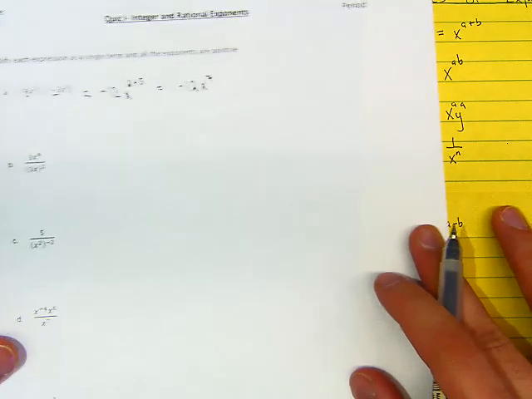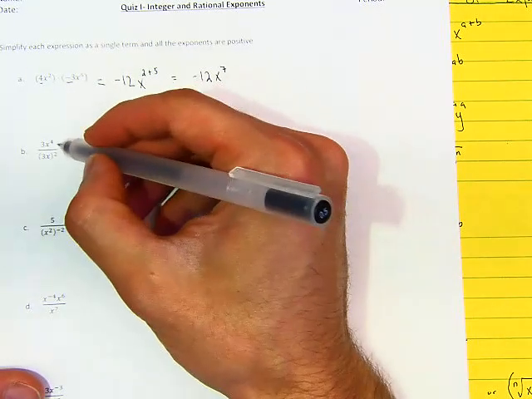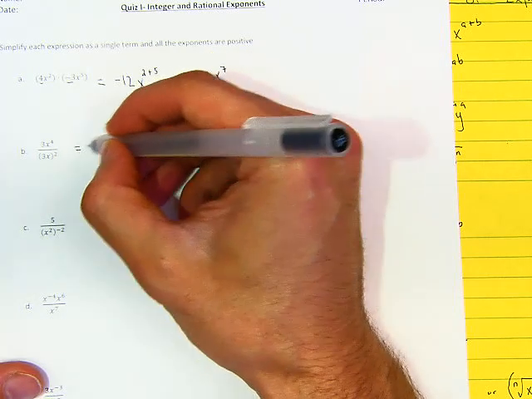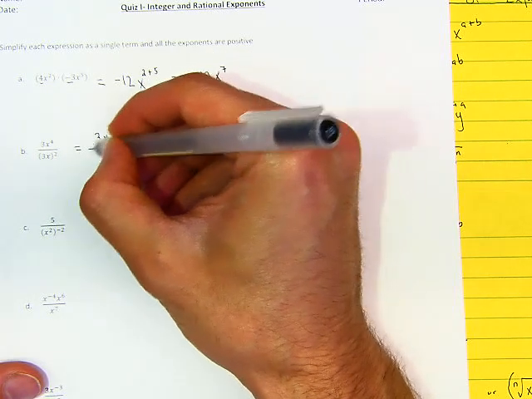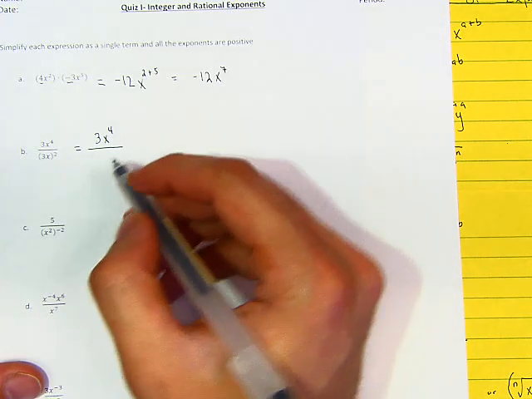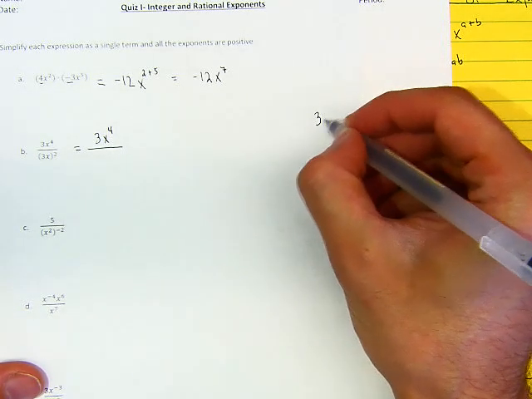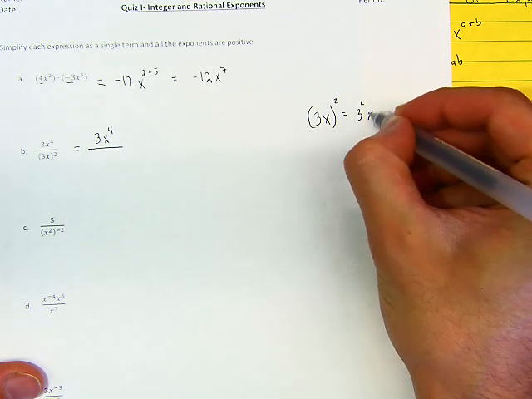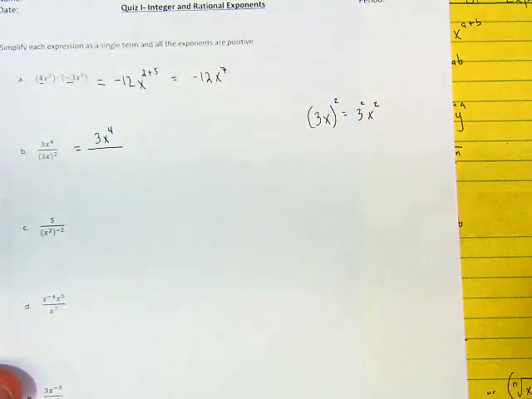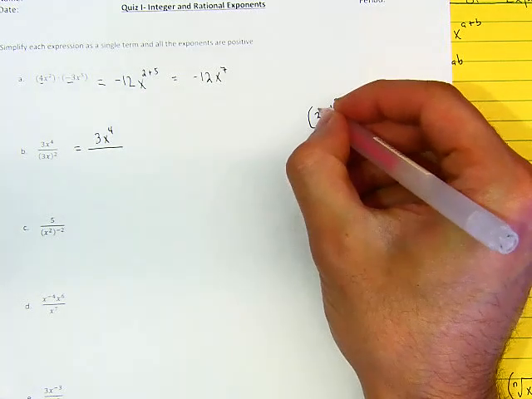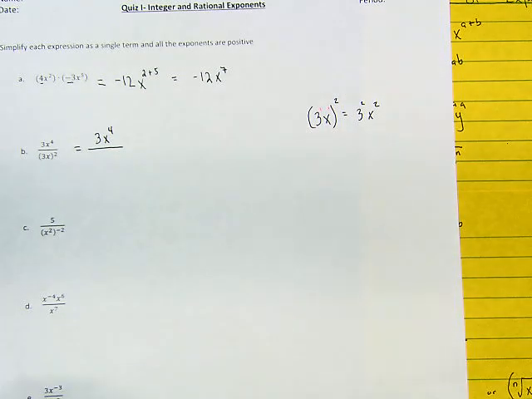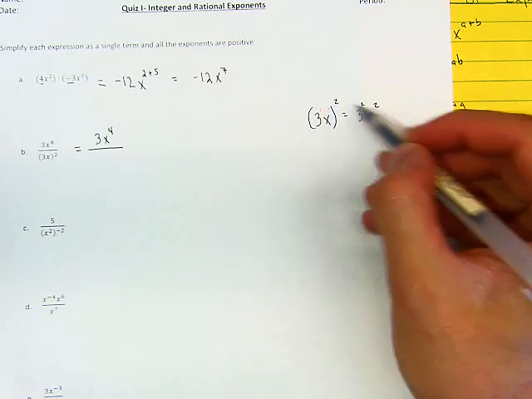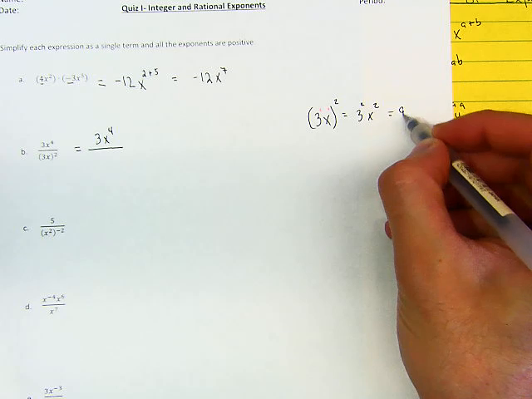Okay, let's try and do the next one. Here, we have 3x to the fourth divided by 3x, the whole thing squared. So here, the top stays the same, which is 3x to the fourth. And notice what happens here. This 3x, the whole thing squared, becomes 3 squared times x squared. Notice that because there's that invisible 1 as an exponent for each of these, you're multiplying 1 times 2 is 2, 1 times 2 is 2. So then this just becomes 9x squared.